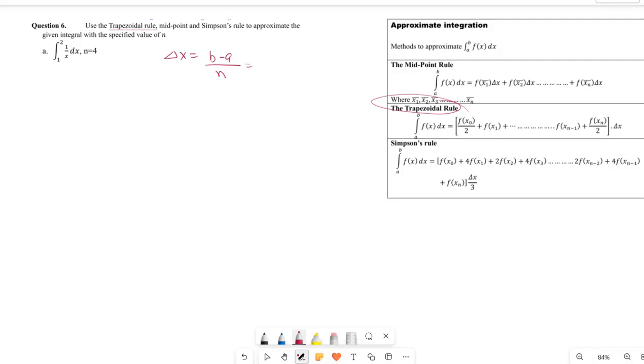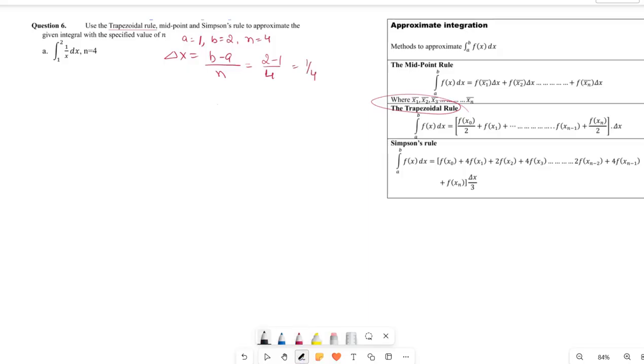B minus A. A is the lower limit in this integral, which is 1. B is the upper limit, which is 2. And n is given as 4. So b minus a over n is (2 minus 1) by 4. That will be 1 by 4.